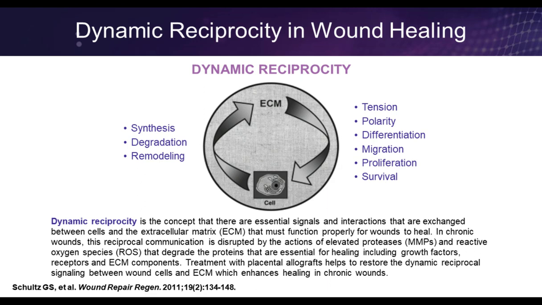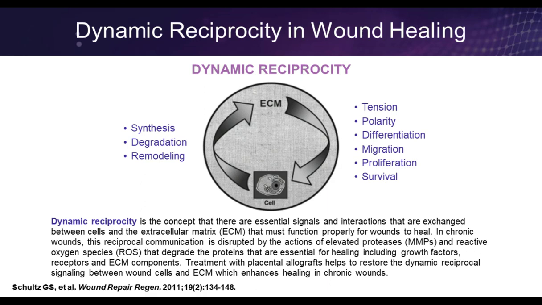So part of, as we'll see, one of the key things that occurs with the use of placental-based allografts is that the matrix and components of the placental allografts help to very quickly reestablish this important dynamic reciprocity in an injured and especially a chronic wound bed, so that the synthesis and remodeling can appropriately occur, and we will have a repair of the injury in both a rapid but also a functional mechanism.